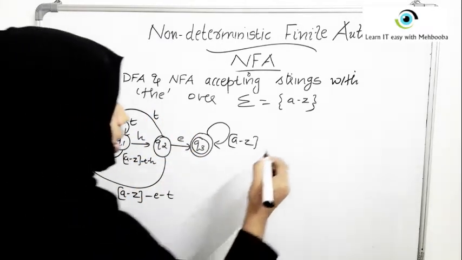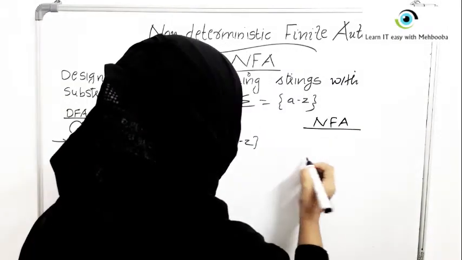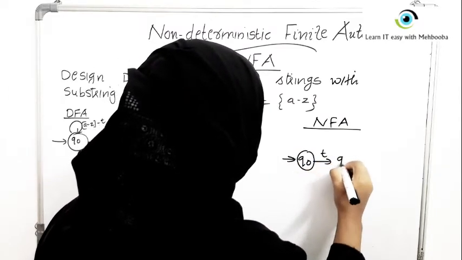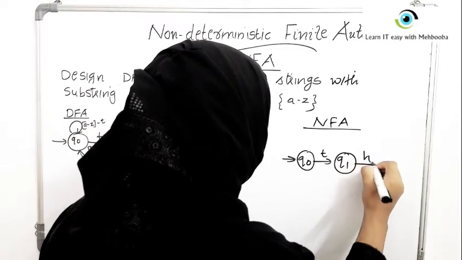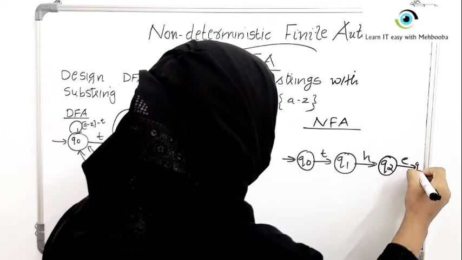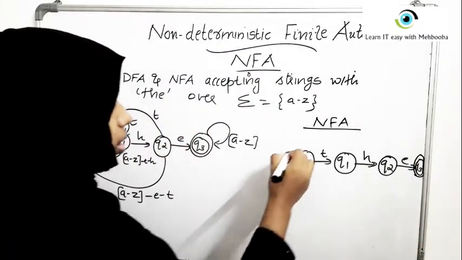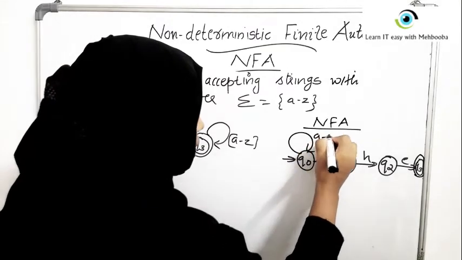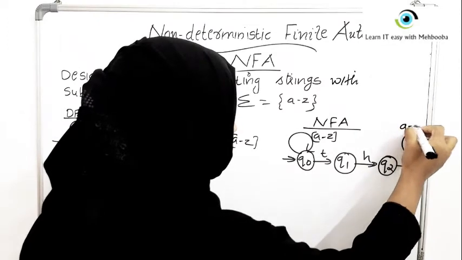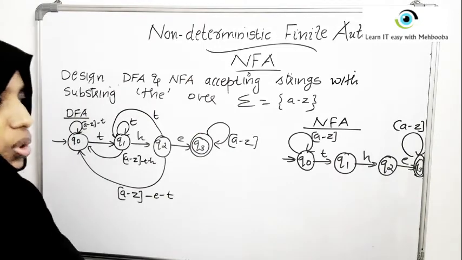Now we will draw the NFA for the same thing. So NFA. Now I am drawing the minimal string as usual. Q0, T, Q1, H, Q2, E, Q3. That is the minimal string. Okay, THE. Now whatever comes before THE doesn't matter. Whatever comes after THE doesn't matter, as long as we have the substring THE. That's it. So simple, isn't it?